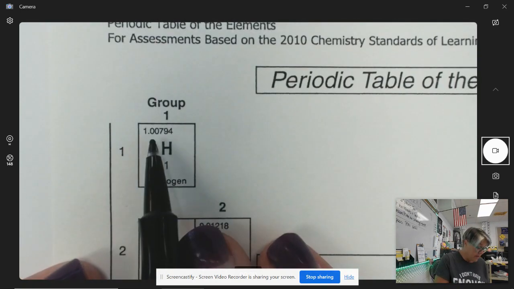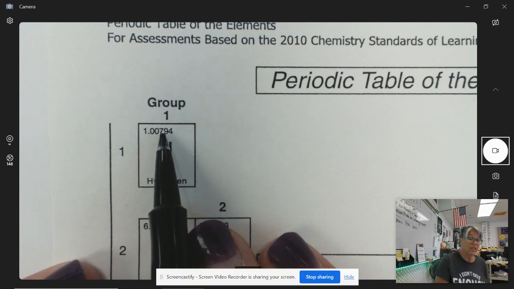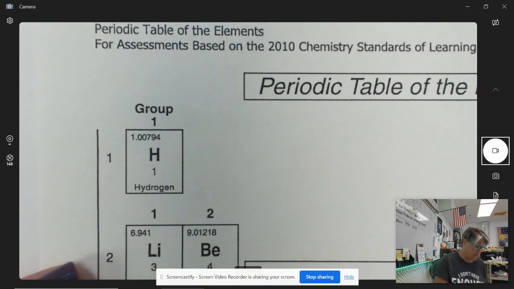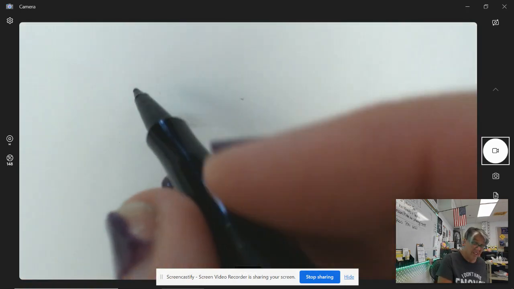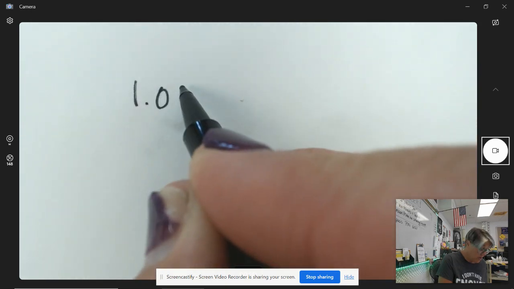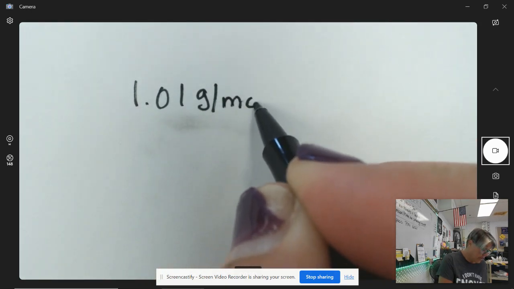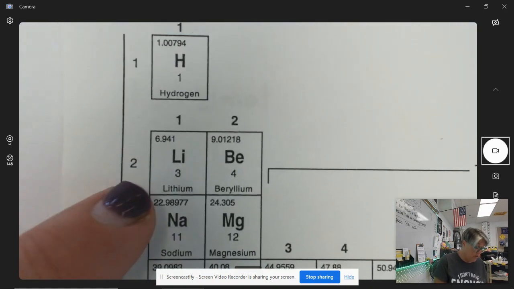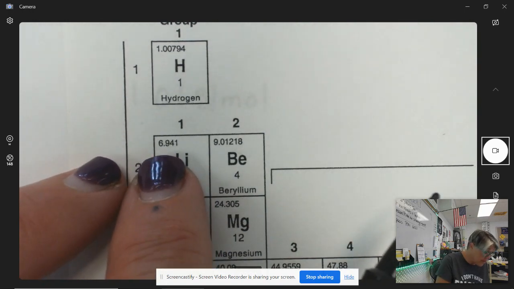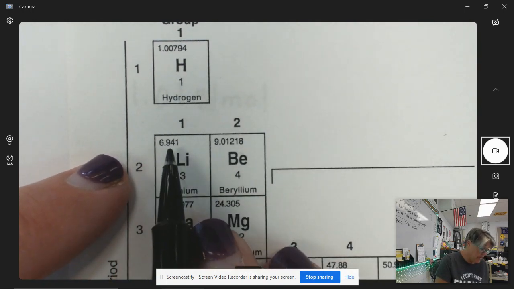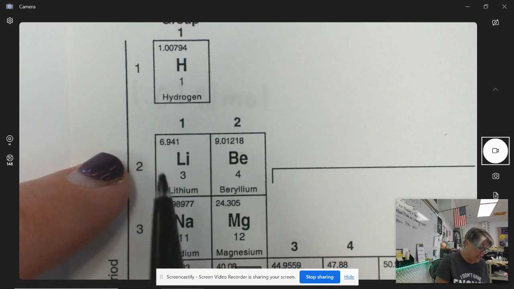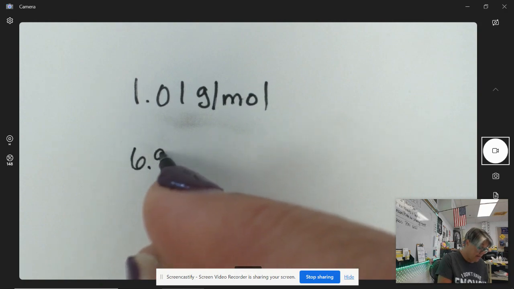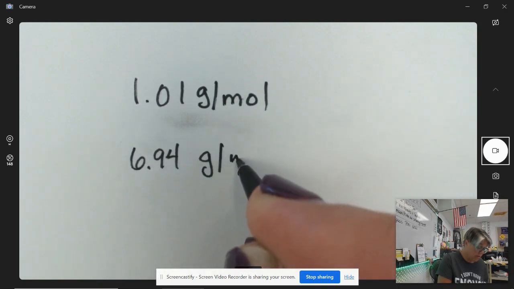If we want to round to the hundredths, we still need to look at the third, follow the rule, and see if that bumps up the hundredths place. And this one does. So the molar mass for hydrogen would be 1.01 grams per mole. And that is the molar mass for hydrogen, 1.01 grams per mole. If I look at lithium here, 6.941. I want the hundredths place. That 1 doesn't change it. So the molar mass for lithium is 6.94, and that's grams per mole.